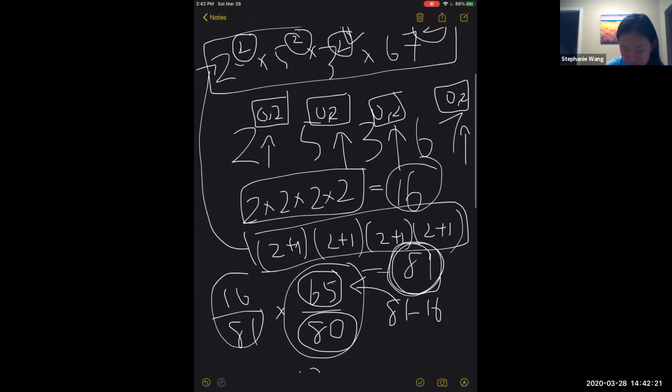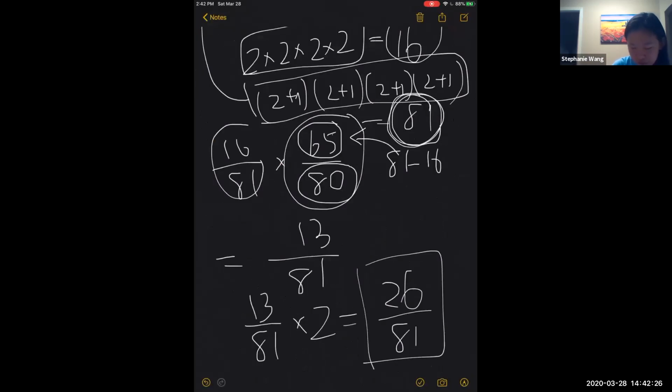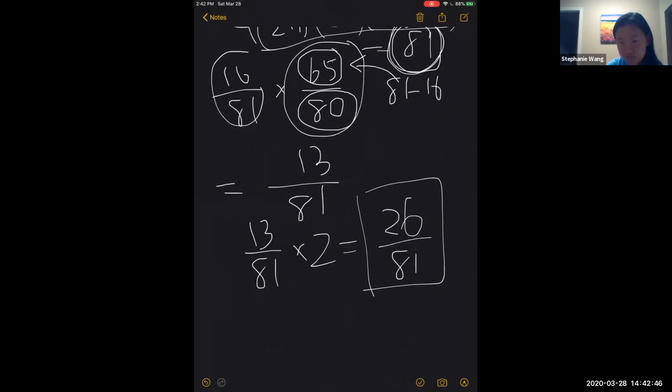So that means the probability of getting a perfect square on her first try would be 16 over 81. And the probability of getting a non-perfect square on her second try would be 65 over 80. So after we multiply that together, we get 13 over 81. But now we have to multiply it by 2 because we have to consider the possibility that she gets the perfect square on her second try. So that's why we get 26 over 81.